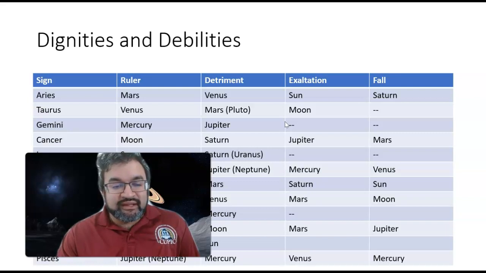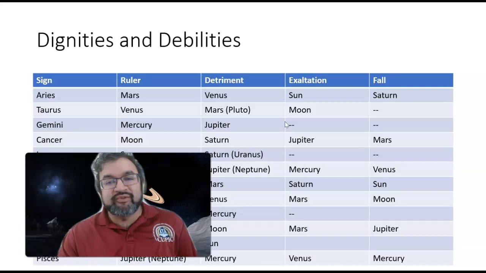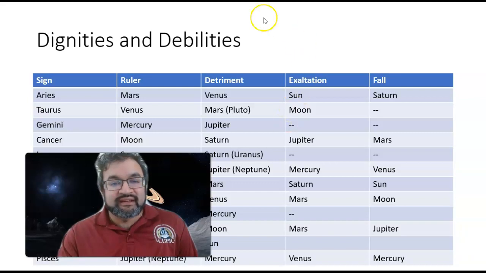So this is my final slide. We've gone over each of the characteristics of the planets, and then the debilities, dignities, and rulership of some of these signs. And what I did throughout the video is matched the planet with the sign that it rules. Thank you for listening.